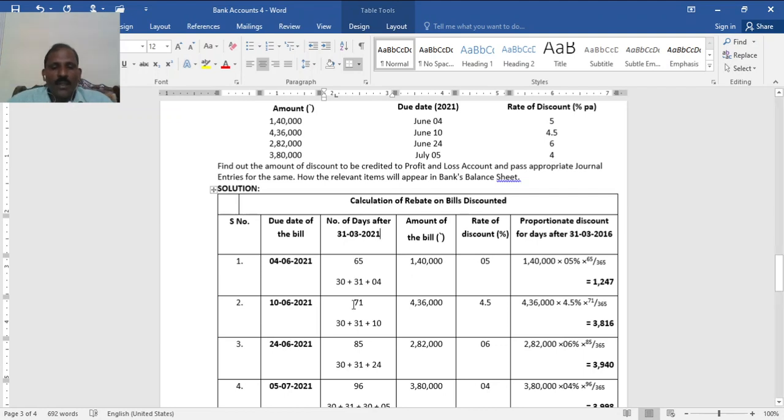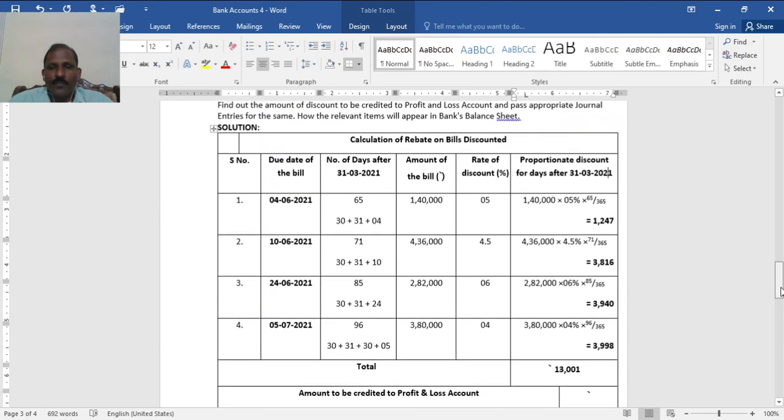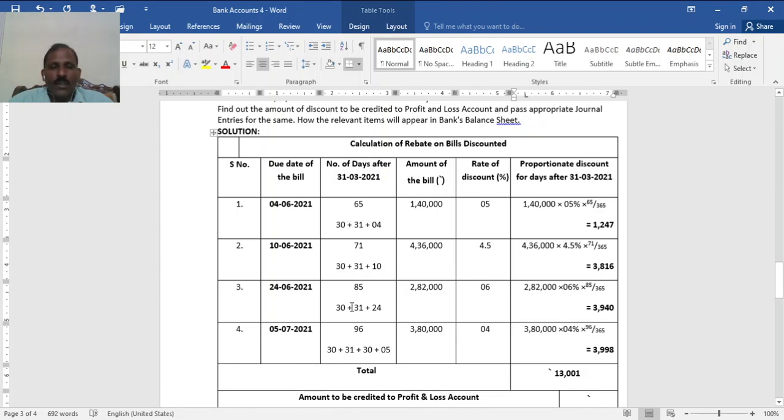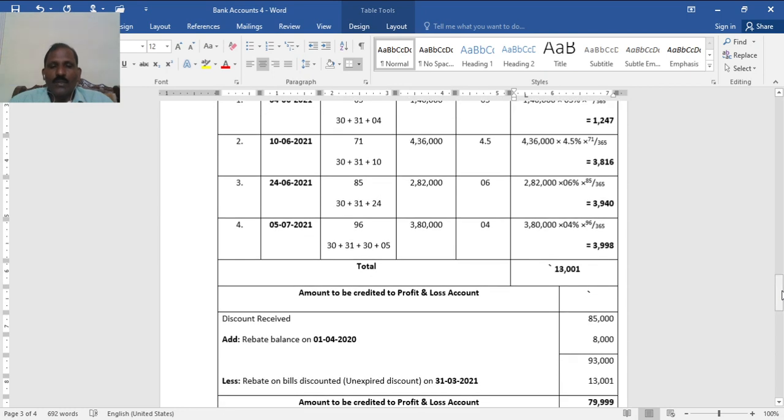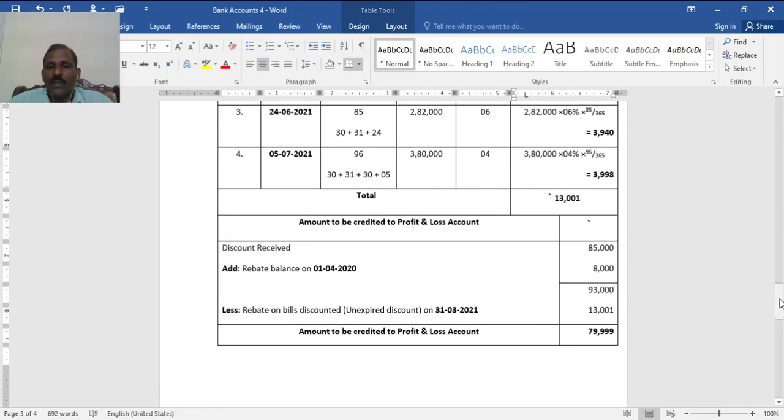This is after 31st March 2021, 71 days. Then June 16 says 30 plus 13 plus 24. So you are not supposed to add, the due date itself is given. When the date of issue of the bill is given, then you have to add 3 days to calculate grace days. So the last one, from 31st March till 5th July, at 4%, that's 96 days. So when you sum up the total rebate, the amount of rebate is 13,100.